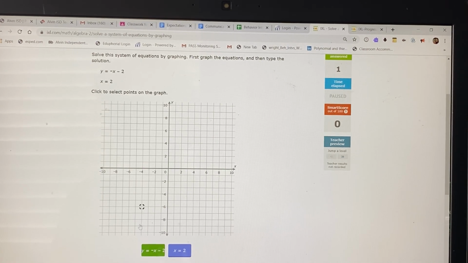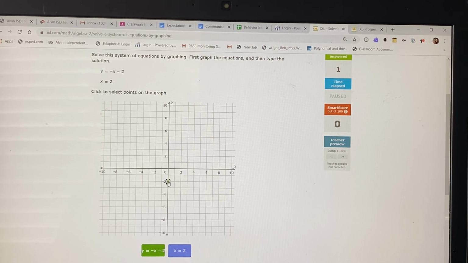So we're going to come down to our screen and we're going to select the first one that we're going to graph, which is y equals negative x minus 2. So it's a negative x, so that's a negative 1x. So we're going to have a negative slope. But let's start with our y-intercept. So we come here, we find our y-axis, and we're looking for the negative 2. We're going to put our first point there, and remember that it only takes 2 points to make a line. So we just need one more point.